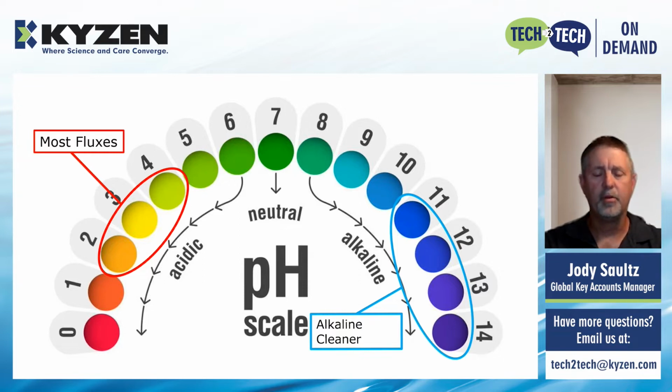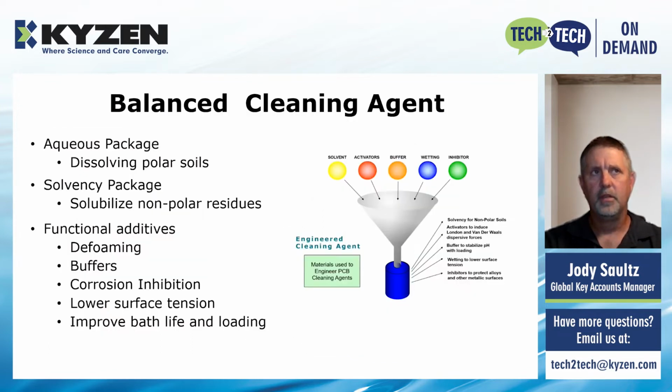These were very popular back in the day, but they weren't very good for compatibility. The baths didn't last very long either. And then, of course, the balanced chemistries. These are going to lie between the 9 and 10.5 to 11 range, which gives you the balanced cleaning agent. So the balanced cleaning agent has an aqueous package, which is there for dissolving these polar soils, and a solvency package for solubilizing these non-polar soils.